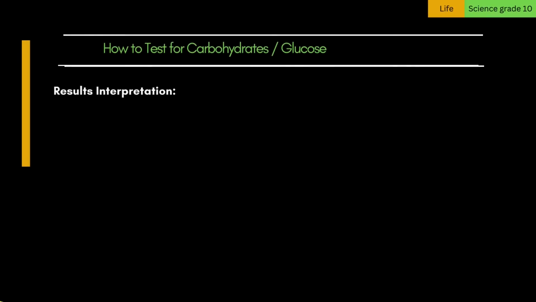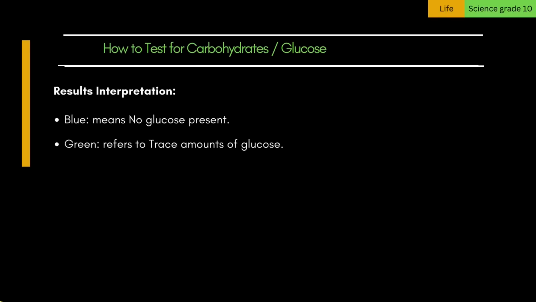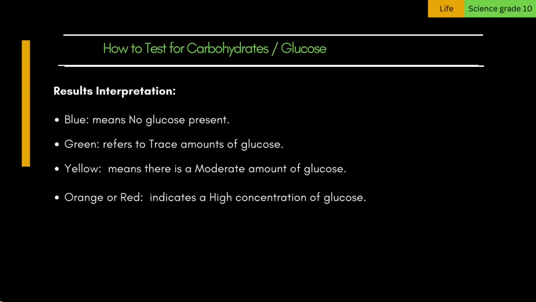Results interpretation. Blue means no glucose present. Green refers to trace amounts of glucose. Yellow means there is a moderate amount of glucose. Orange-red indicates high concentration of glucose.